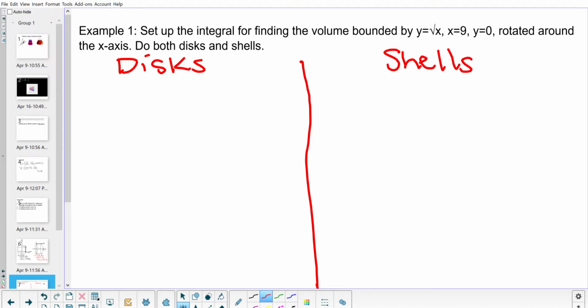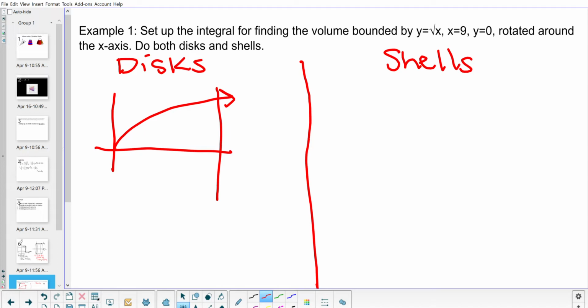Okay, so with discs, we've got y equals the square root of x. We've got x equals 9. And y equals 0, so the x-axis. And we're rotating this around the x-axis. It's going to create this sideways shape, and it's going to be solid, because if we're rotating this area around and it's snug against the x-axis, it's not going to be a washer. That's why I didn't even mention that, but it's not going to be a washer because it's snug to the x-axis.